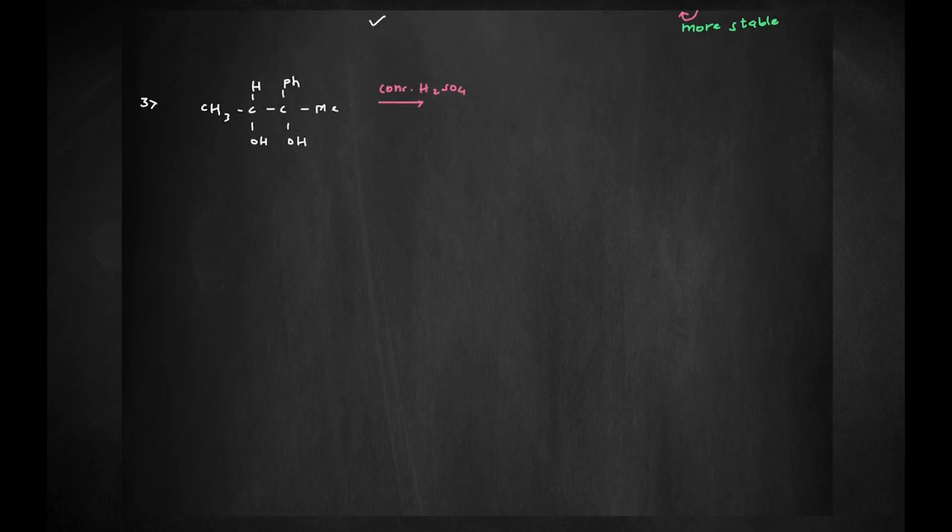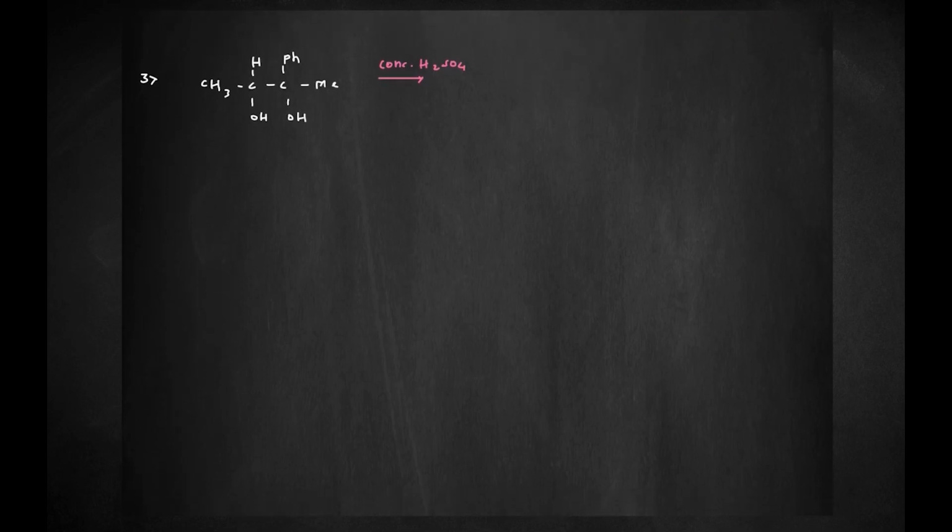Now let's solve this particular question. Question number 3. CH3CH, this is C, pH, Me, and we took 2OH. Now they have given concentrated H2SO4. Okay, so first step is again protonation.